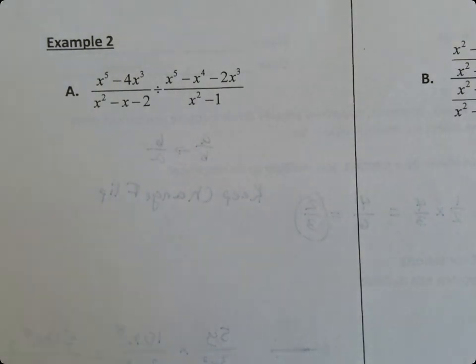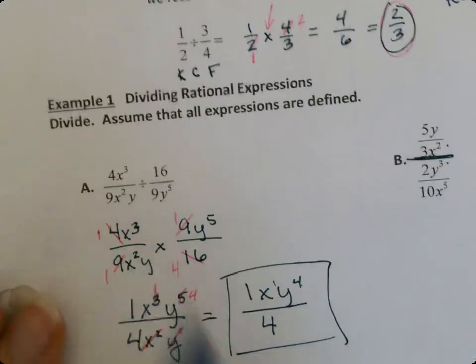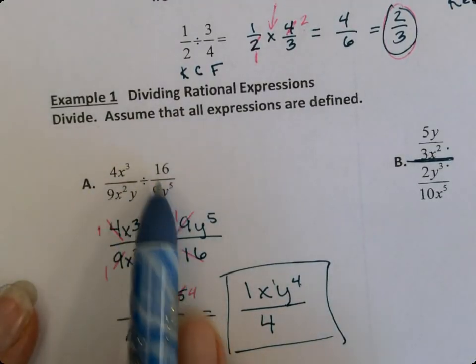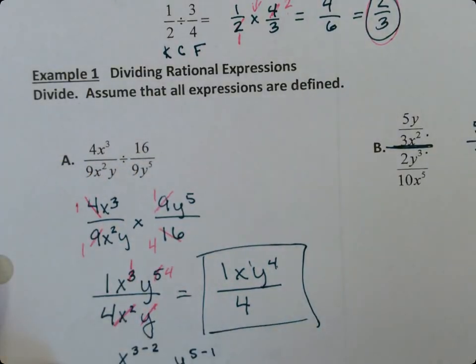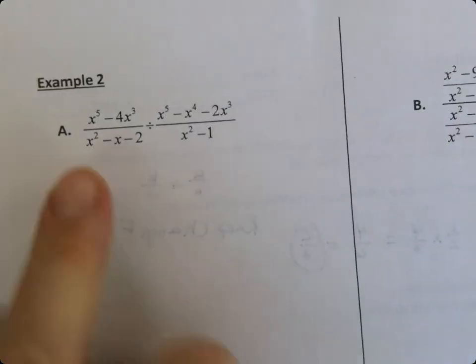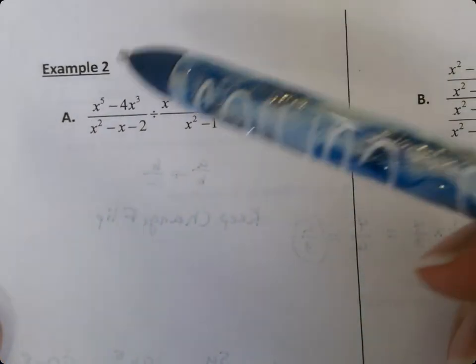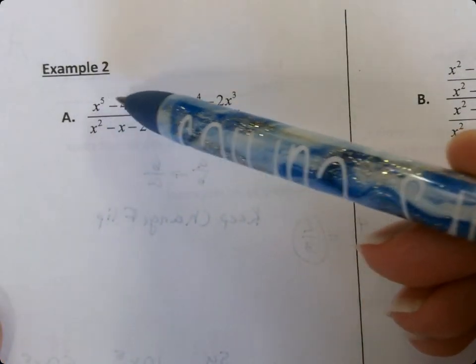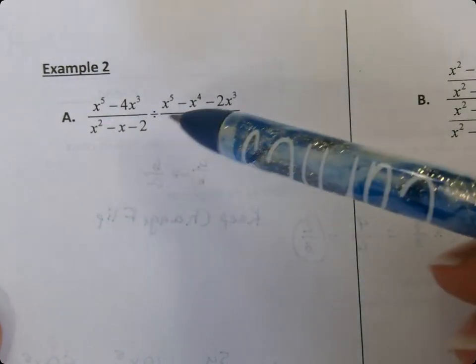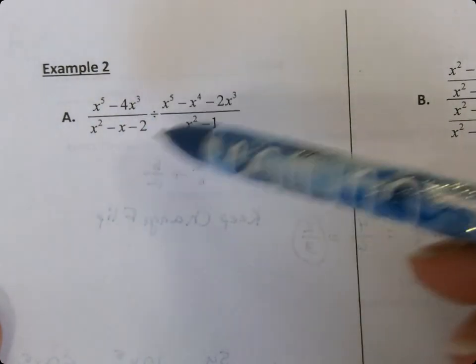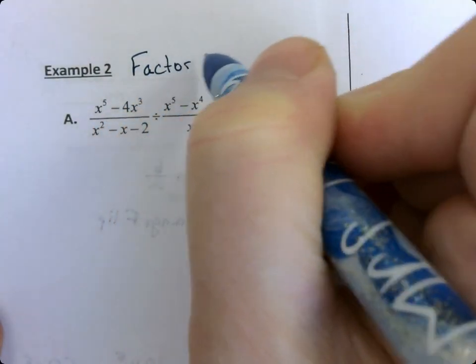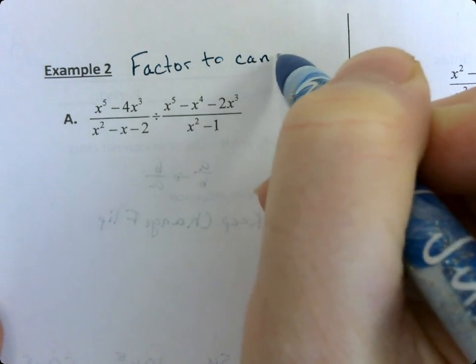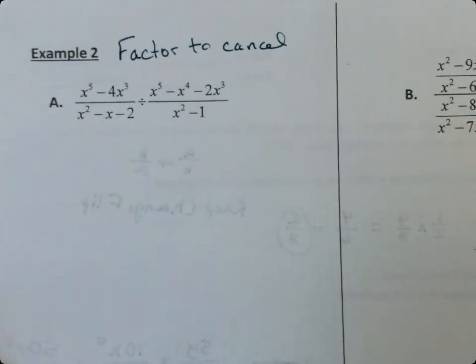On the front problems here, it was just multiplication and multiplication. We just had single fractions that we were dividing and we multiplied by the reciprocal. But on the back here, I can't go through and cancel these x's. I have to be able to take the x's out of all the terms, and I can't. So the minute I have addition and subtraction, I'm going to need to factor to cancel. So that's the difference there.